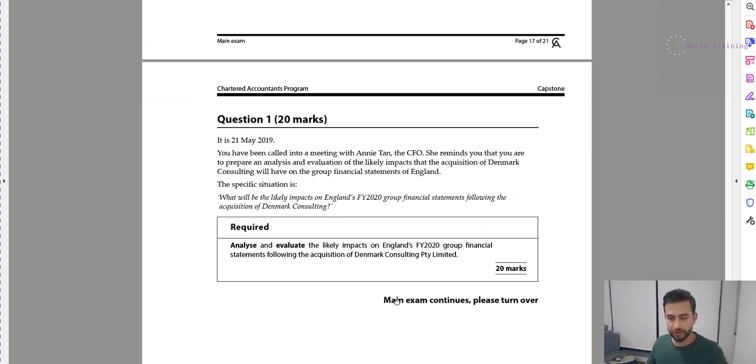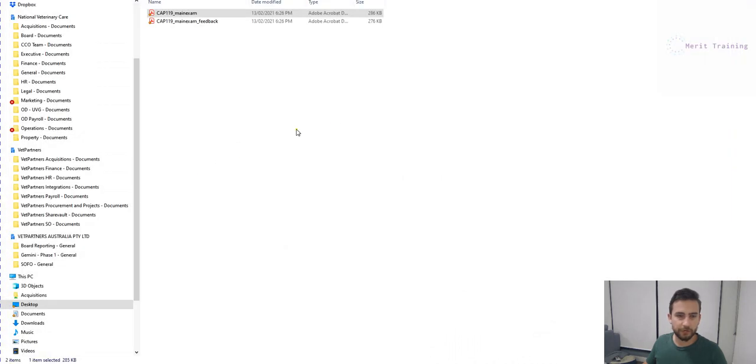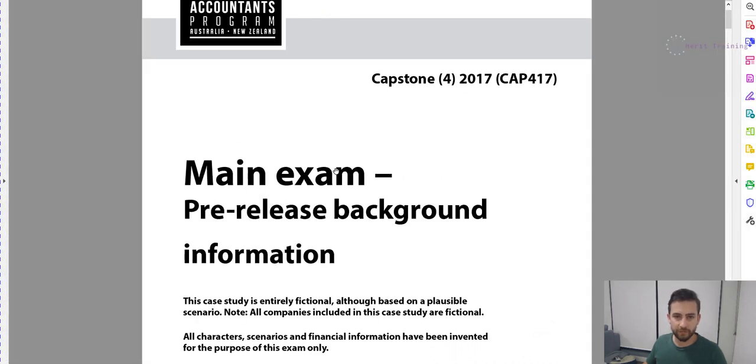If you do it under pressure on the day of the exam, you're going to miss some of those critical steps which you need to link into your answer as a qualitative part of the answer. Alright, so let's jump out of this. We're not going through the CAP119 main exam, we're going through this CAP417 main exam.